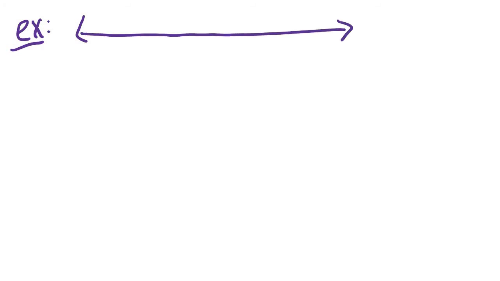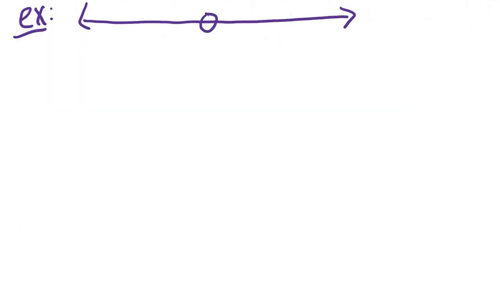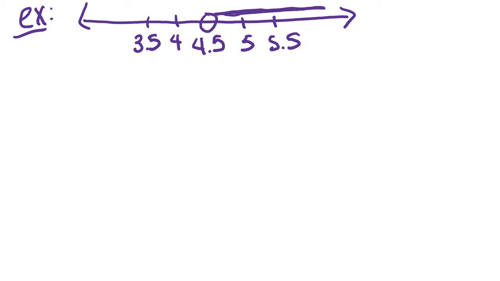All right, so we talked about graphing the inequality when they give us the inequality, but what about if they give us the graph and they want us to write the inequality? So let's see what happens then. So for example, say we are given this number line right here. We have an open circle on 4.5, 5, 5.5 this way. We have 4, 3.5, and the arrow goes this way.